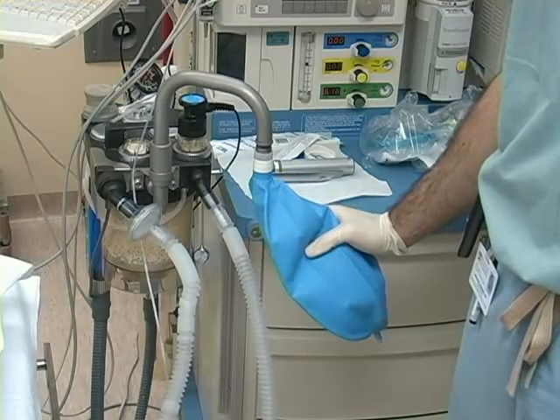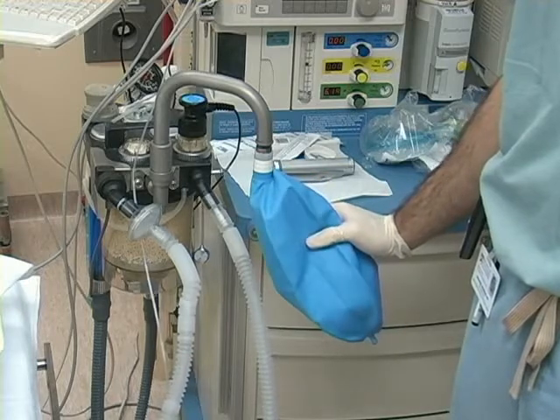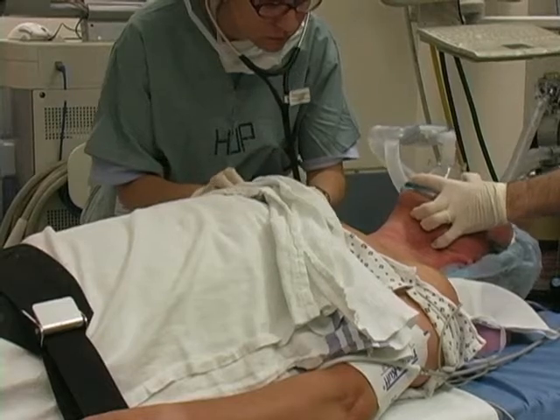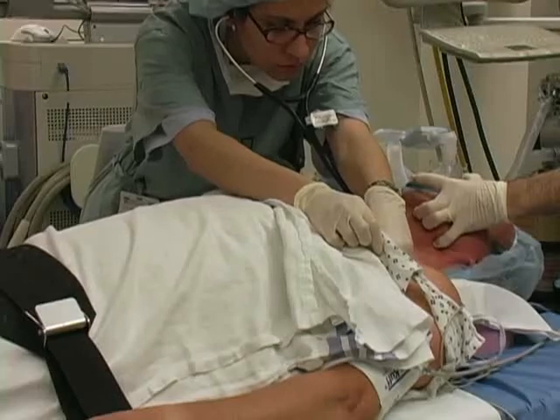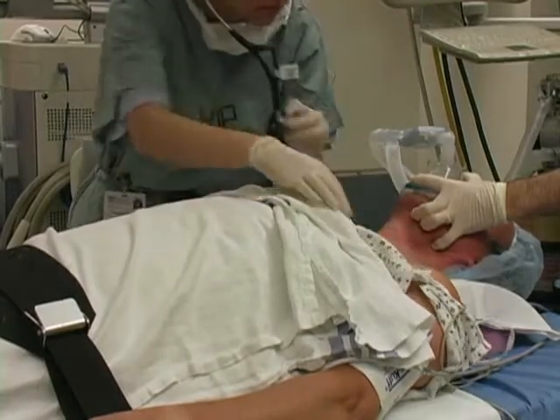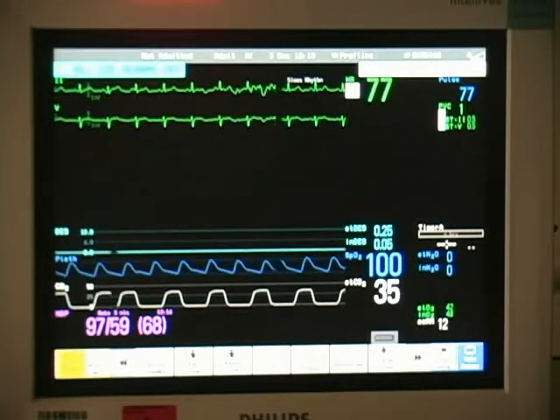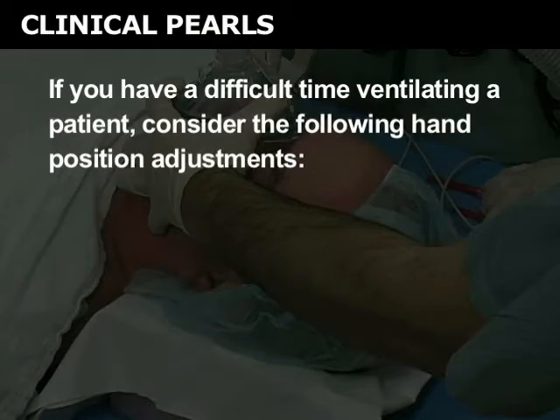With the mask in position, gently squeeze the reservoir bag to generate airway pressures of 25 centimeters or less of water. Assess the adequacy of ventilation. Watch for chest rise and auscultate both lungs, listening for equal and bilateral breath sounds. Substantiate your exam findings by confirming the presence of end-tidal carbon dioxide on the monitor and by measuring exhaled tidal volume.